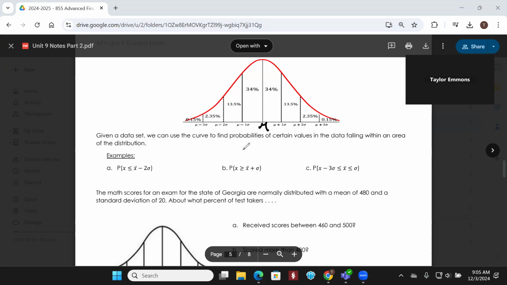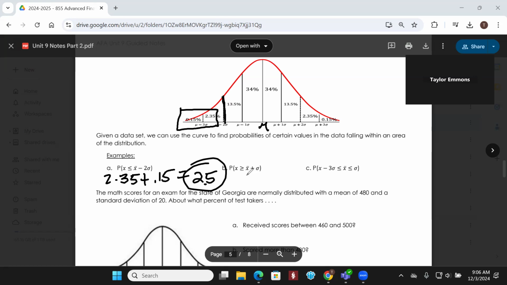So given a data set, we can use the curve to find the probability of certain values in the data falling within an area of the distribution. So right here, we want x minus 2 standard deviations, so less than 2 standard deviations. That means 2.35 plus 0.15, so 2.5% of your data. Does that make sense?